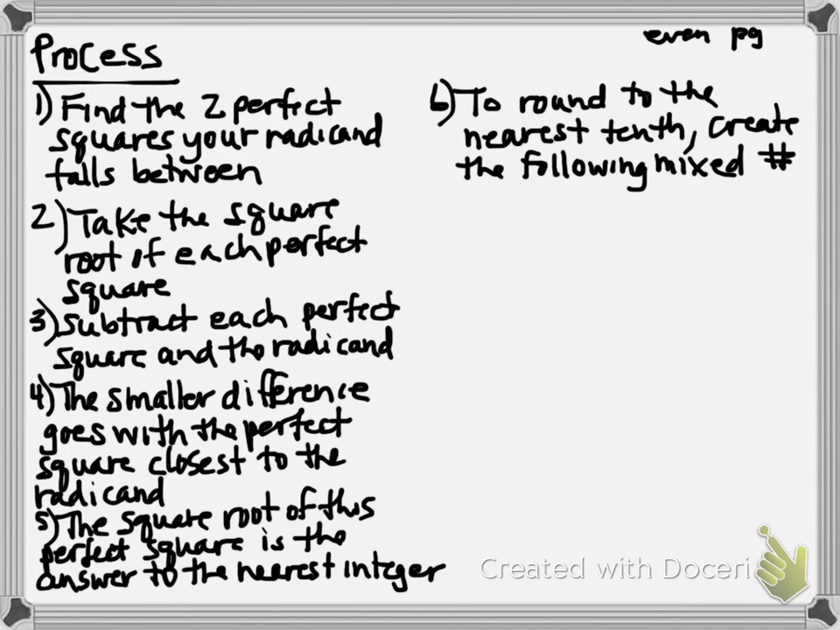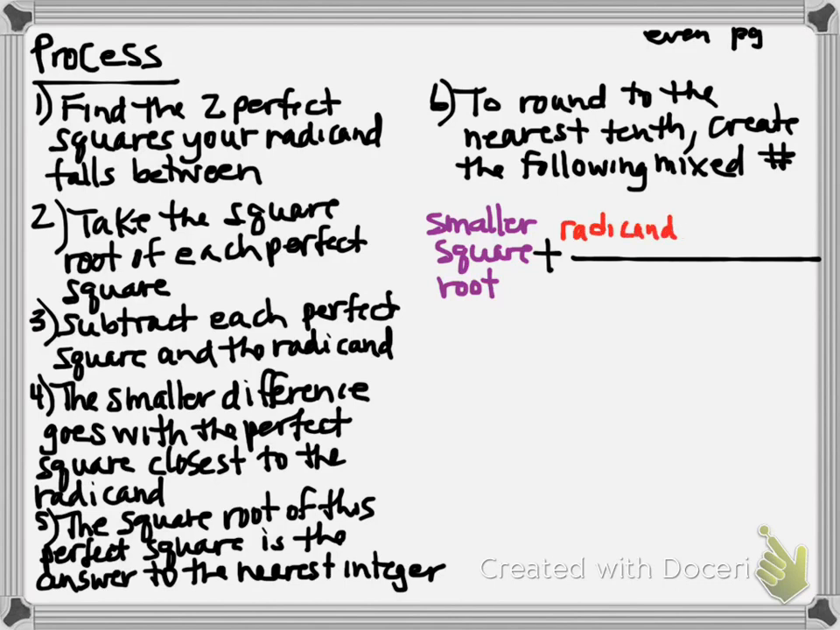So instead of me putting numbers here, I'm going to put words here. So I'm going to color code this so we can see the difference. So the whole number part of the mixed number is the smaller square root. In the example we did, that was the 9. Then we're going to add a fraction bit. The numerator is going to be the radicand, that's the number under the radical, minus the smaller perfect square.